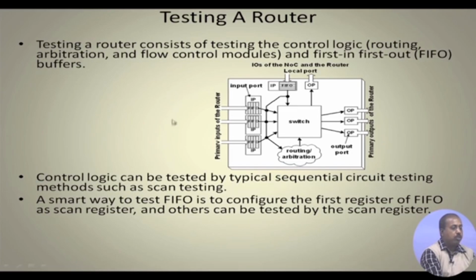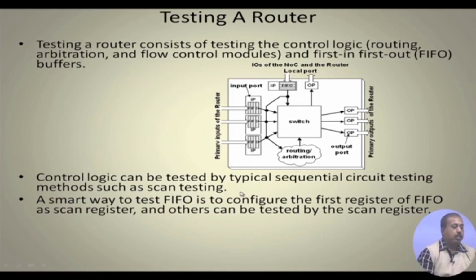The flow control module is basically what happens is, whenever some locations in this FIFO are free, only then some part of the packet, some of the flits, may be brought in from the previous router. That is doing the flow control. Otherwise, it may lose some of the flits. The flow control module is not shown here explicitly, but it has to be there. So, this control logic has to do this, and then there is the FIFO buffer. All of them are to be tested. Control logic can be tested by typical sequential circuit testing methods such as scan testing.